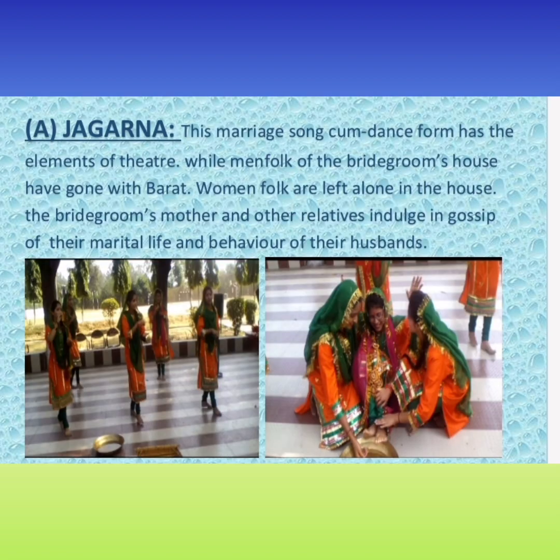So first type of Dogri dance is Jagarna. This marriage song come dance form has the elements of theatre. While men folk of the bridegroom's house have gone with Barat, women folk are left alone in the house. The bridegroom's mother and other relatives indulge in gossip of their marital life and behavior of their husbands with dance.